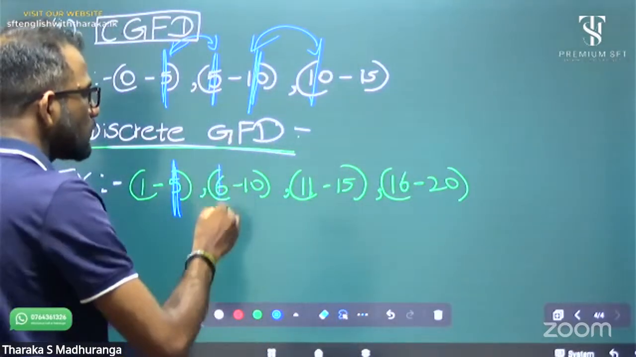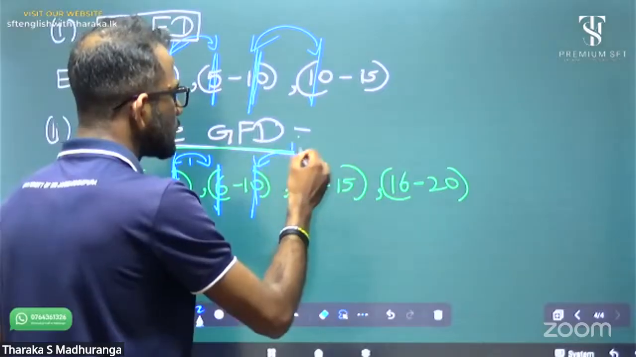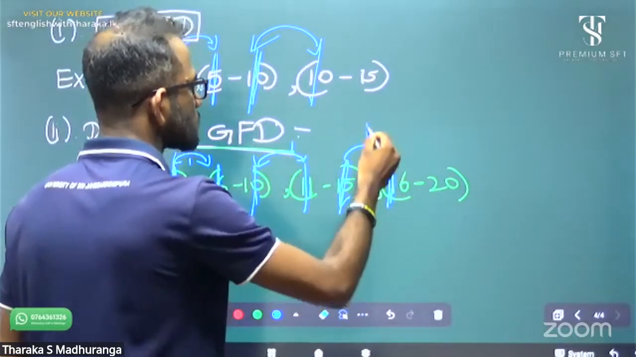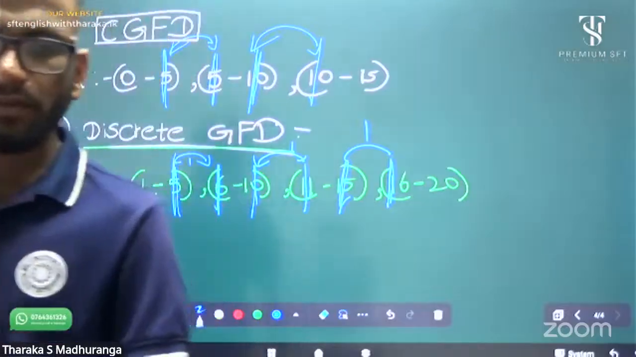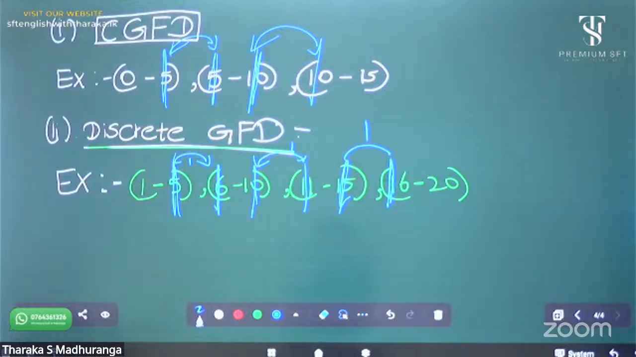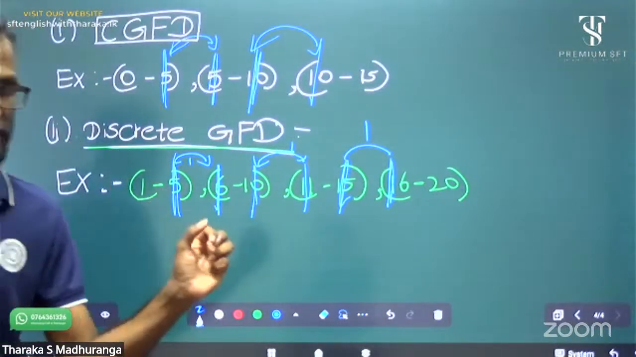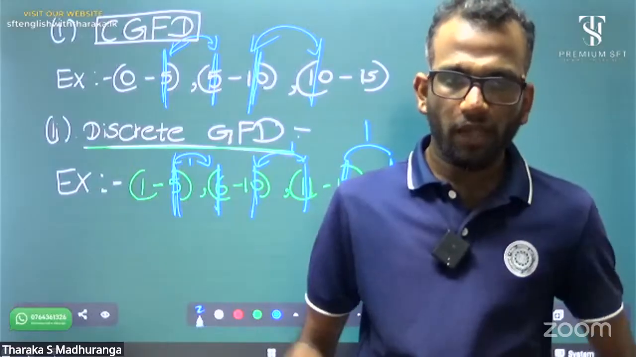See, they have a gap, one gap. That's the meaning of discrete group frequency distribution. Okay, understood the difference between discrete and continuous frequency distribution? Because it is very important to continue our lesson, group frequency distributions. Understood?